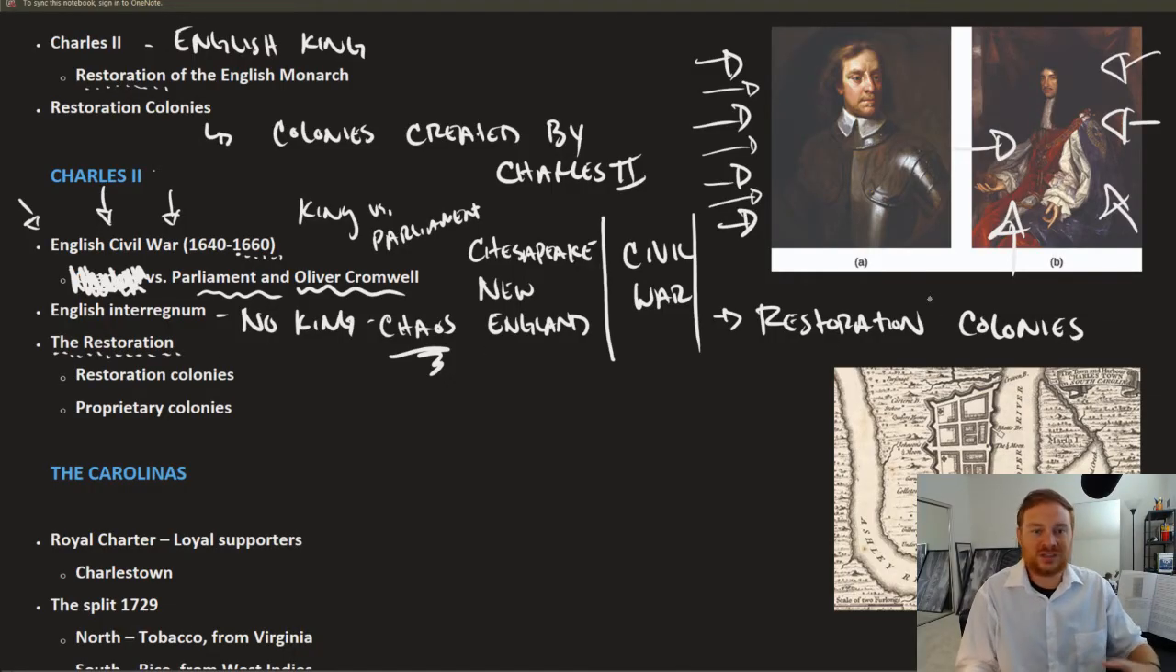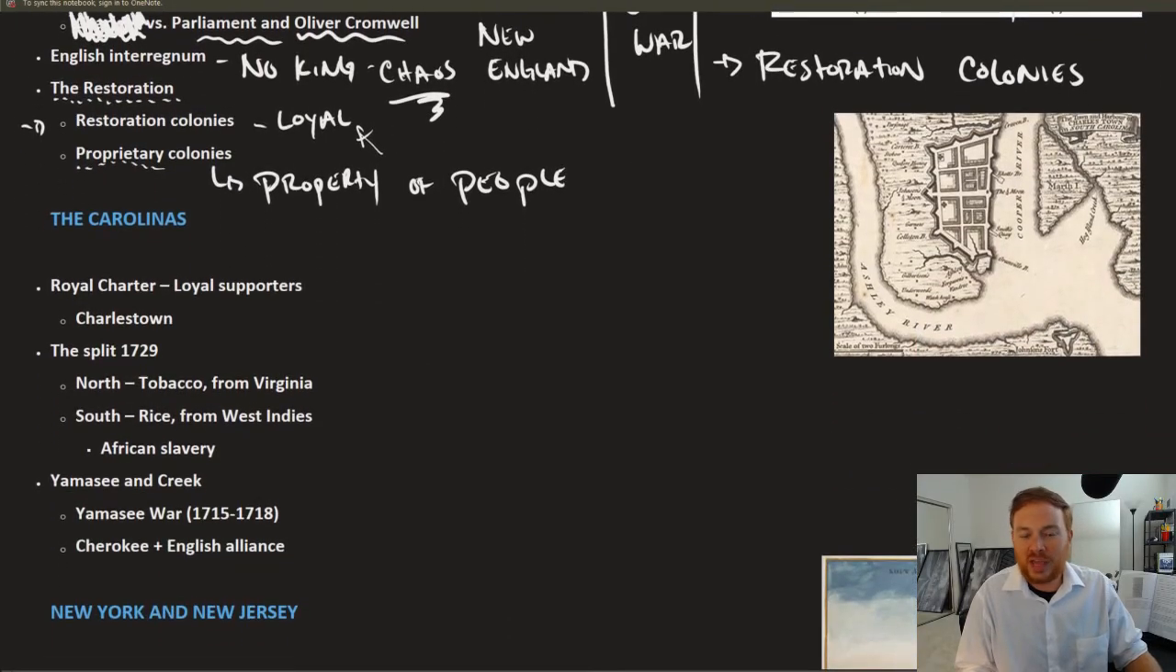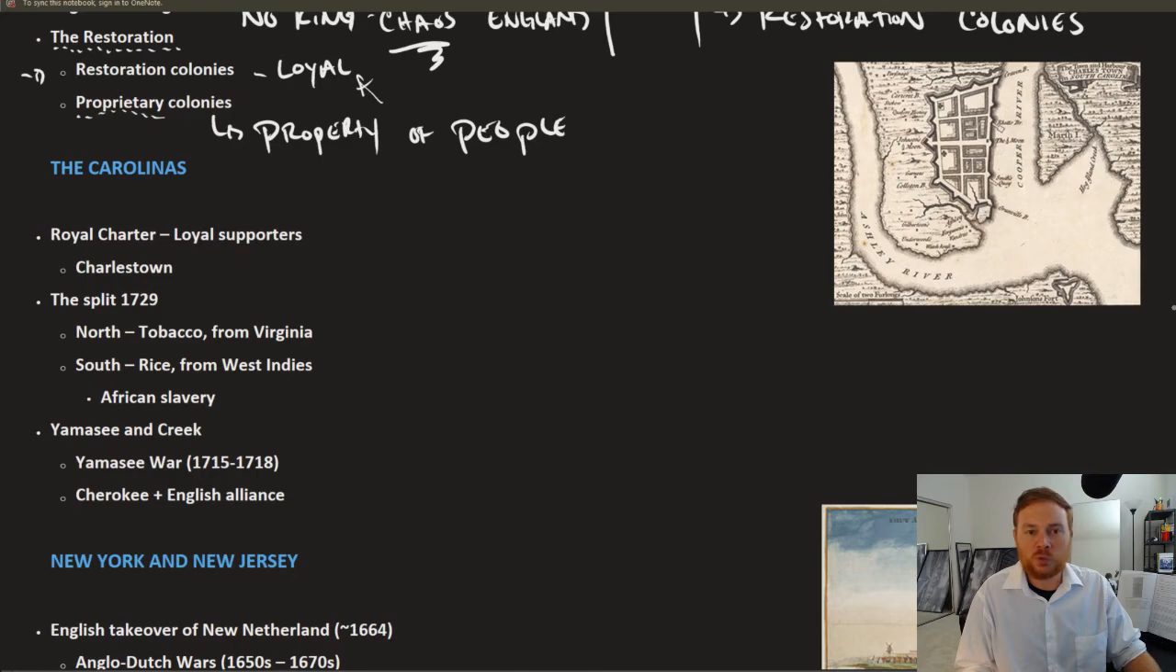So once Charles II, son of the dead king from the Civil War, is back on the English throne, he begins to establish restoration colonies, mostly for people who were loyal to him. He wants to reward people who were loyal to him during this conflict. And so for that reason, most of the restoration colonies are proprietary colonies, meaning they are the property of the people who own them, most of them being loyal supporters of Charles II. We're not going to talk about every single one of these colonies, but there are some important ones that we do want to break down and establish.